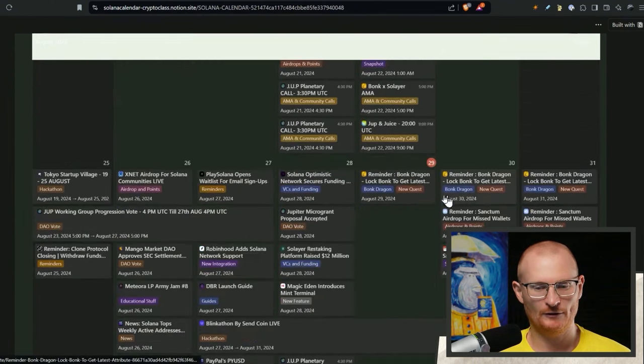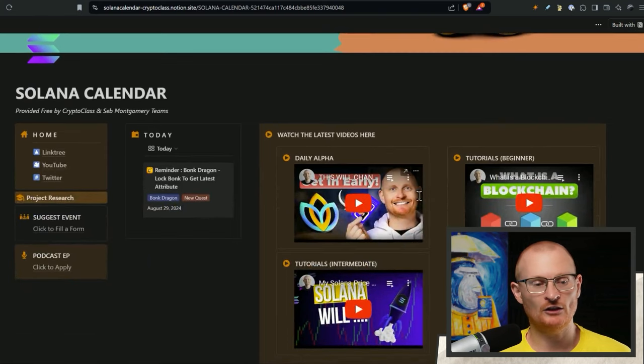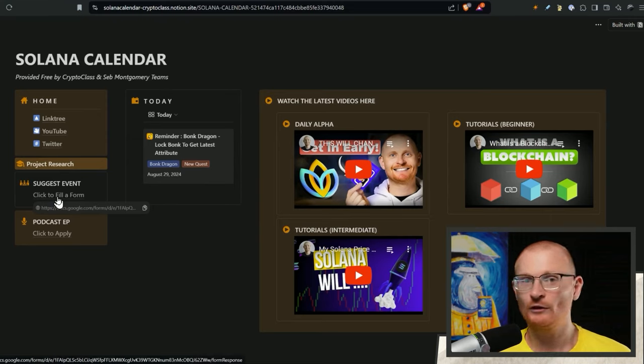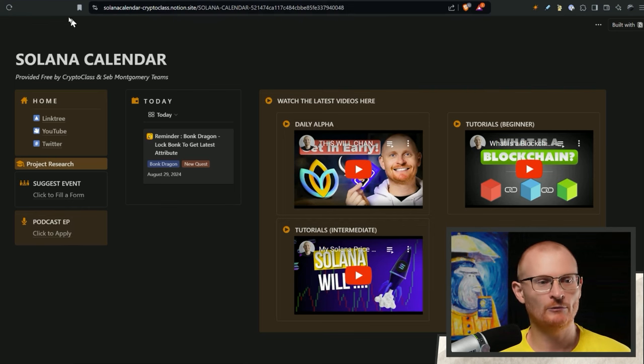So where are we? 29th, reminder, bonk rewards, stake lock bonk for 1 year. If you've got any events that you want to add, if you're a project or if you're just someone in the community, just click suggest event to fill a form. Also doing a lot more live podcasts. So if you want to jump into doing a podcast, we'll have a podcast later today. Use this as well. But either way, send your friends here and that way you'll get all the alpha.